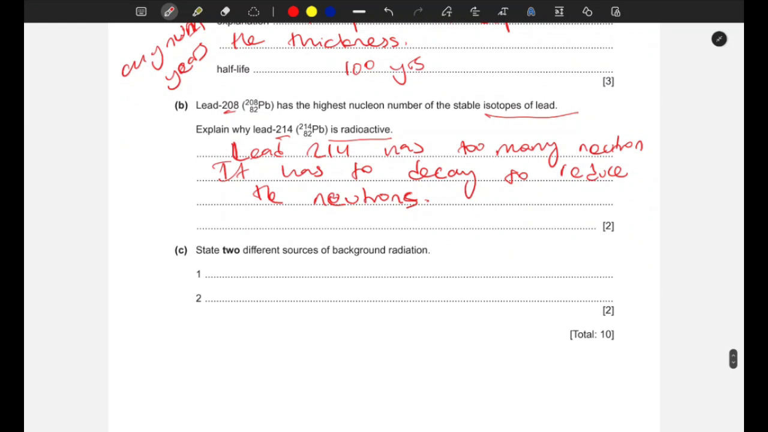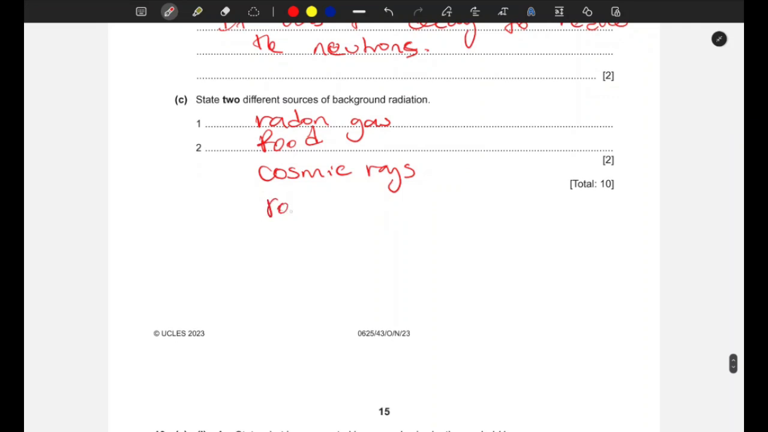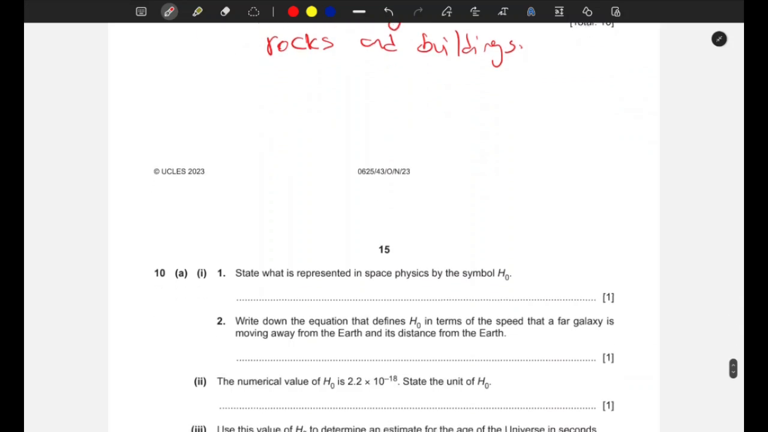State two different sources of background radiation. So background radiation is the radiation that we always have. The first one could be radon gas, which is present in air, so it would always be there. The second one, we can say is food. Third one, cosmic rays. We only need two for this one, but I'm mentioning the others for your knowledge. And it can also come from rocks and buildings. These are the sources of background radiation.